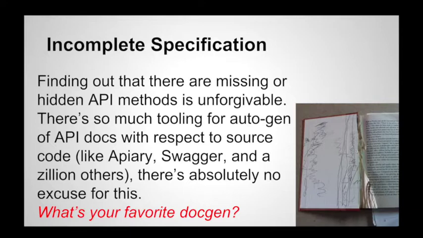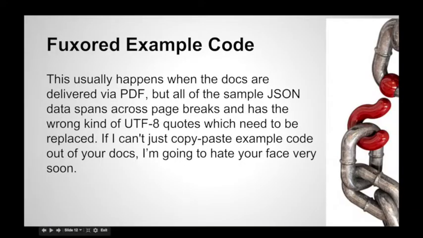Alright, so the other one is unusable examples. This happens when they deliver you the documentation on PDF, but all the sample code spans across page breaks, so you can't just copy paste it. There's UTF codes that are the wrong kind, like backticks or whatever. You would have been better off just typing it, right? So this is ridiculous. You'd be amazed how many people do this. It's a lot. If I can't just copy paste the code, I'm gonna hate your face.